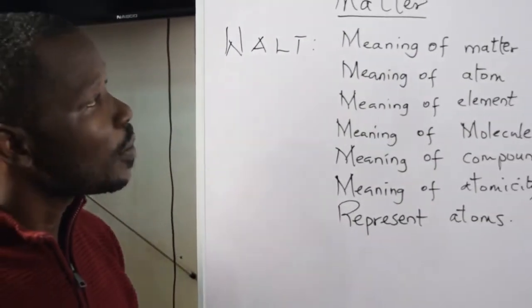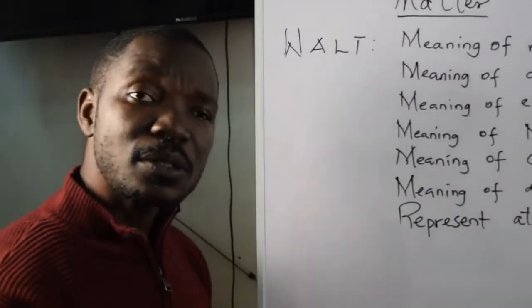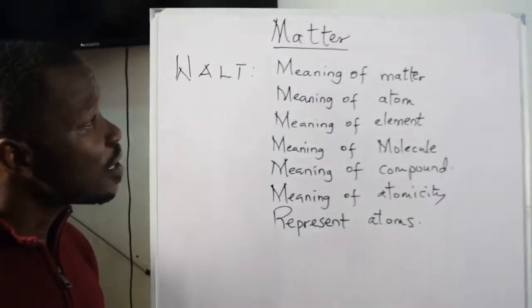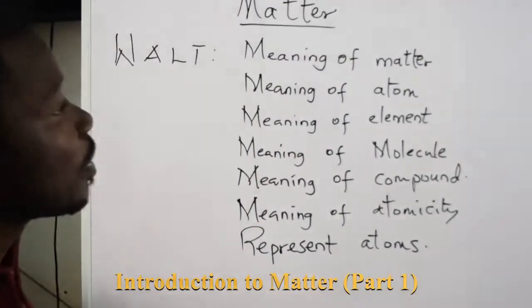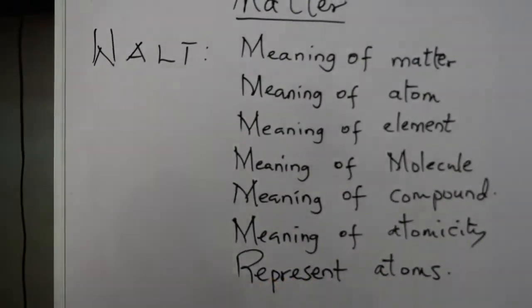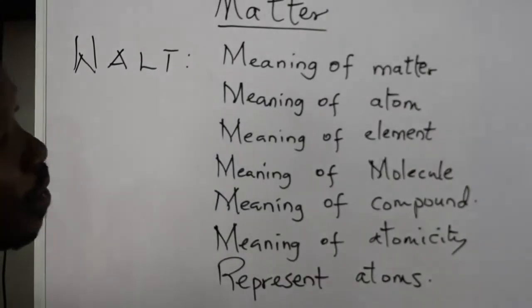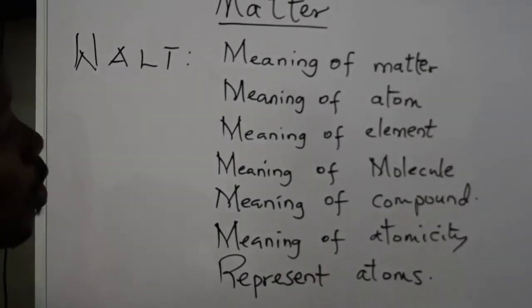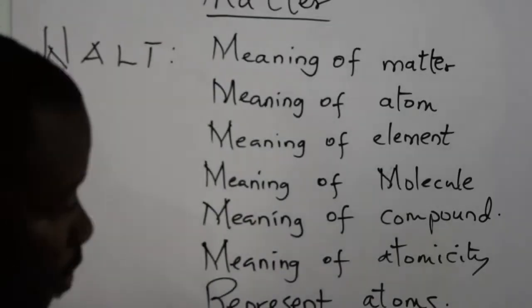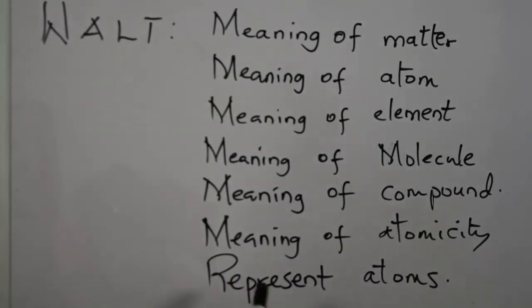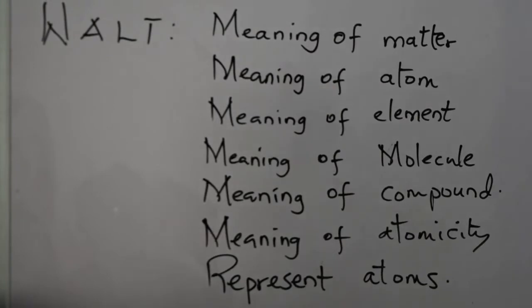Today I would like us to look at the first topic in integrated science, that's matter, and we are going to look at the meaning of matter. Then we step to atom, element, molecule, compound, atomicity, and then we'll try to look at how to represent atoms.